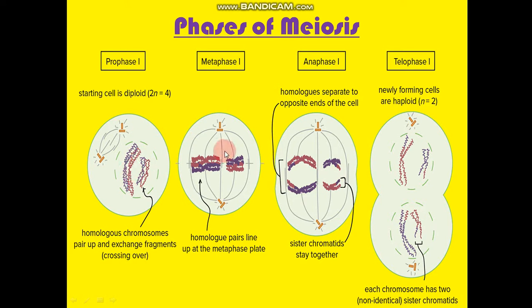Now here in metaphase, what was happening in the normal metaphase? The chromosomes were aligning at the central plane, the equatorial plane, and the spindle fibers were coming and attaching at the centromere. So the same thing happens here in metaphase 1 also. The homologous pair lines up at the metaphase plate, or the equatorial plane, and the spindle fibers come and join at the centromere.